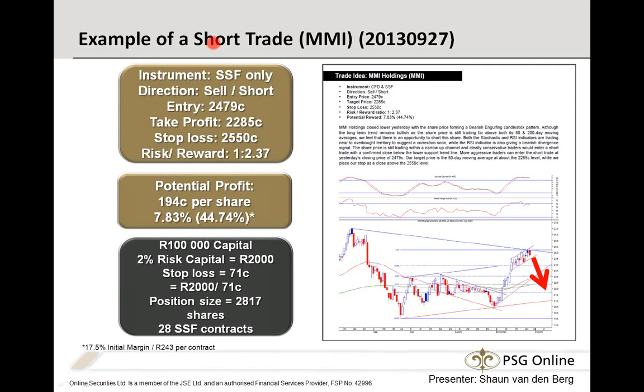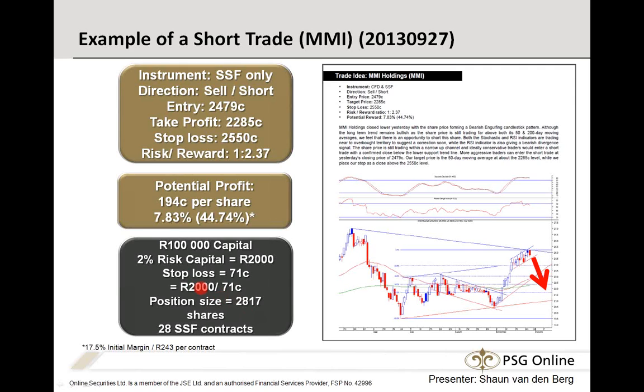Here's an example of a short trade. This was on MMI. We're selling, so we sold it at 24 Rand with the idea of buying it back at 22.85. Our stop loss was above that level, at 25.50. But again, my risk reward scenario was 1 to 2.37. As long as it's 1 to 2, I'm willing to risk 1 Rand to make 2 Rand. That's the kind of thing you're looking at. In this scenario, there's a 7.83% potential return, and there's my stop loss.